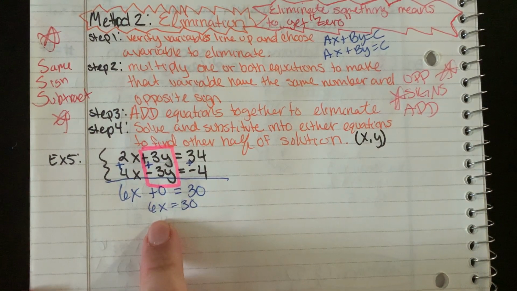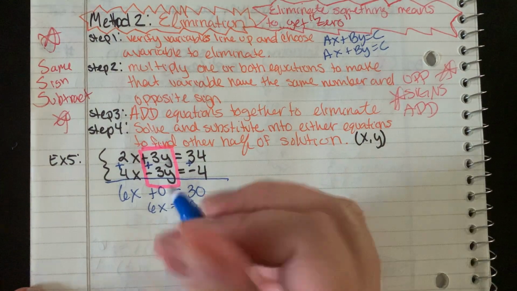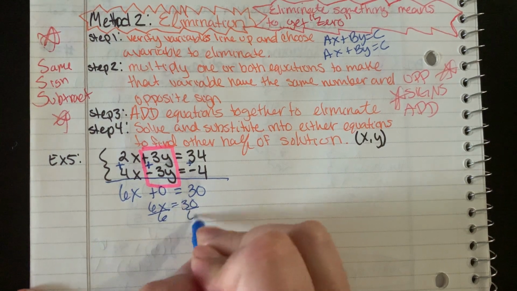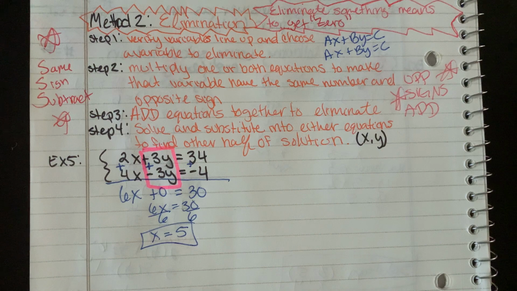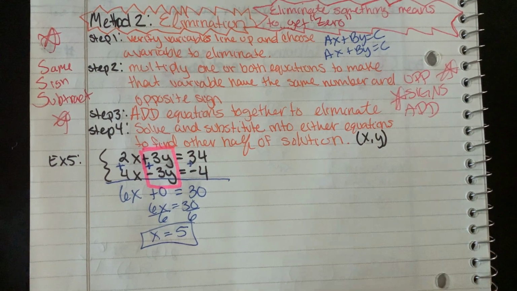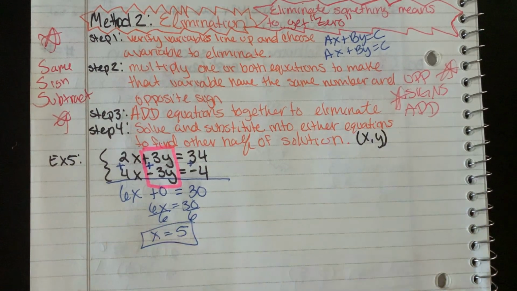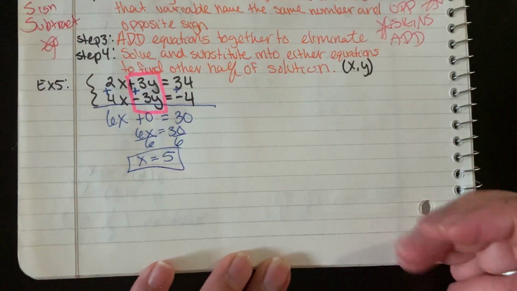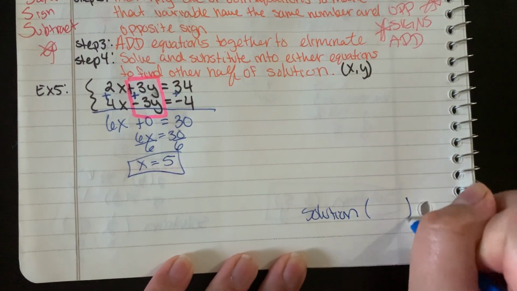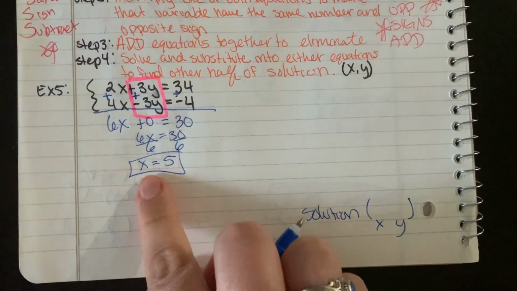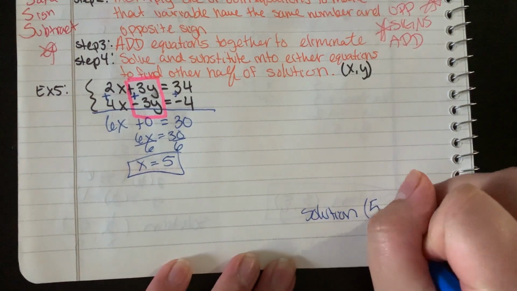Now we're just going to do algebra 1 and simplify. We're going to divide by 6 on both sides. So x is equal to 5. So that's half of your solution, right? Because we're not done. Remember, our goal is to get an ordered pair, x and y. So far we have an x, which is 5.